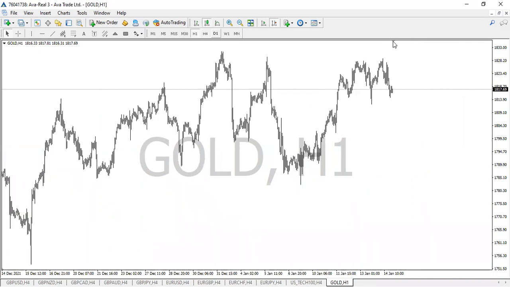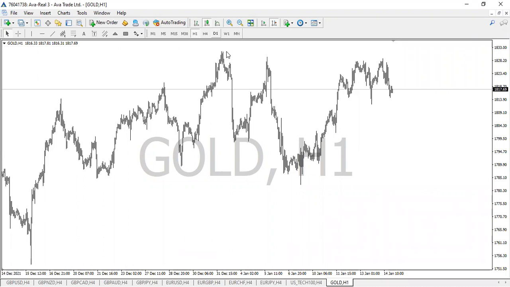Normally when we analyze, we do what we call top-down analysis. So top-down, we start with the bigger time frame, and then we go to a smaller time frame, and a smaller time frame, until we find the suitable time frame to execute a trade. But always, whenever you execute a trade, use a smaller time frame.